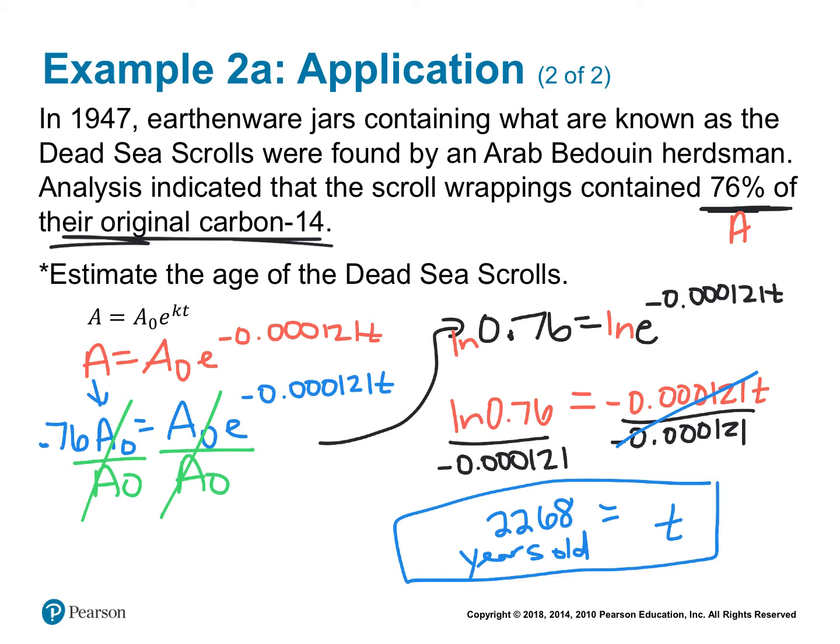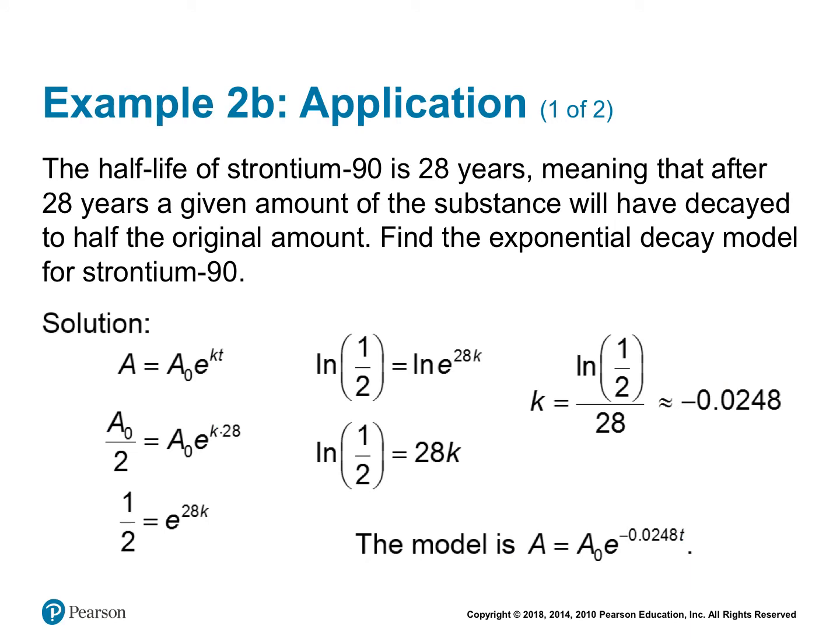Now keep in mind, this was in 1947 when they found it. It was 2,268 years old. So if you want to know how old it is today, you would have to figure out how many years we've passed since 1947 and add that onto it. But in 1947, it was 2,268 years old. Okay, 2B has a half-life example I'll let you look at on your own.